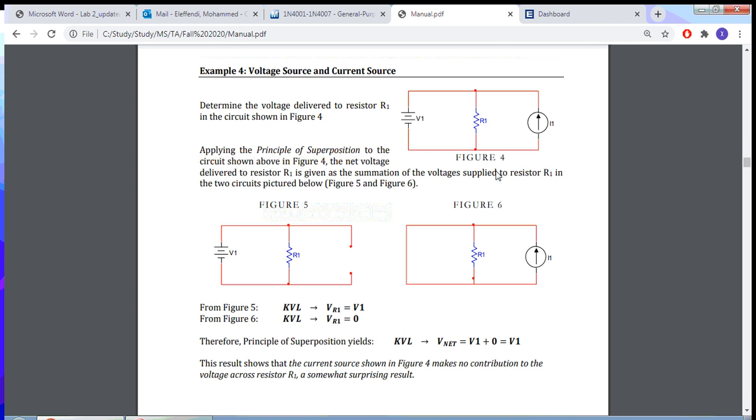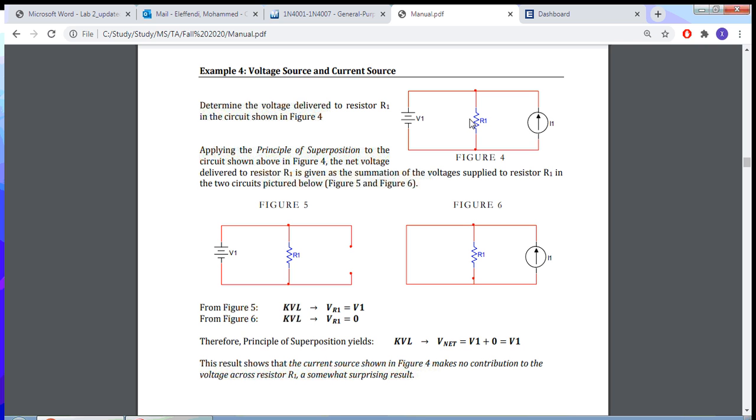So in the previous experiments we saw how we got introduced to Ohm's law, KVL, and KCL, and then in the second experiment we saw how we can analyze a non-linear circuit with the load line analysis method. In this experiment we will see how we can analyze circuits with more than one source in them.